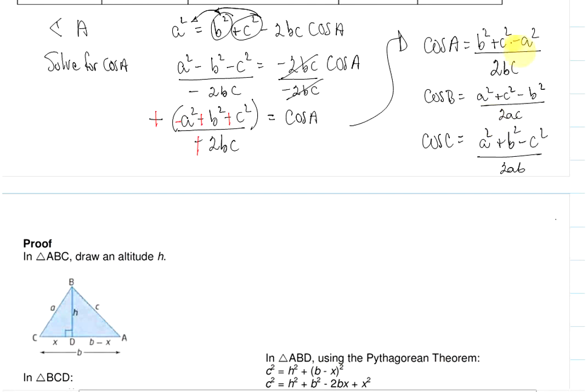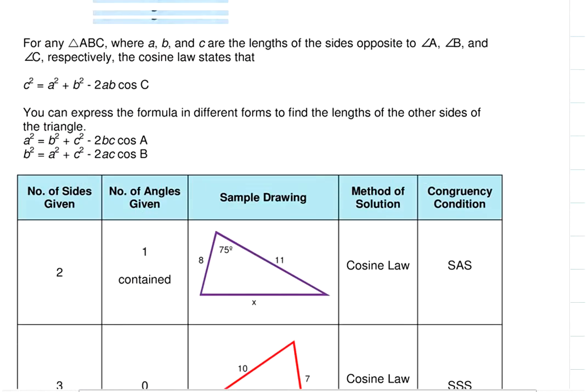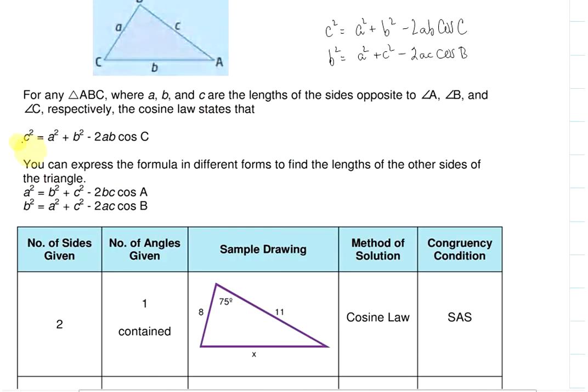So if you want to use it, you can memorize it, which I would recommend, because if I'm looking for an angle, it's easier to use this. But you don't have to, because you can always use these versions to come up with your angle. You're just going to end up having to do some more isolating, that's all.